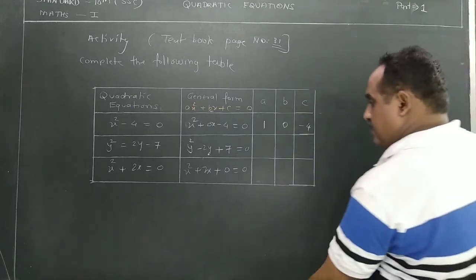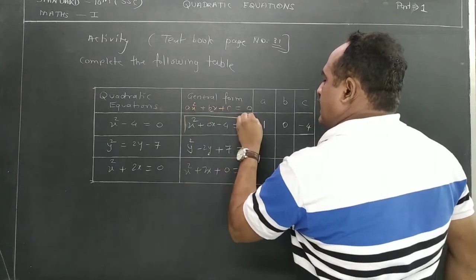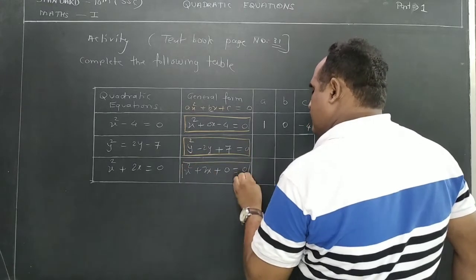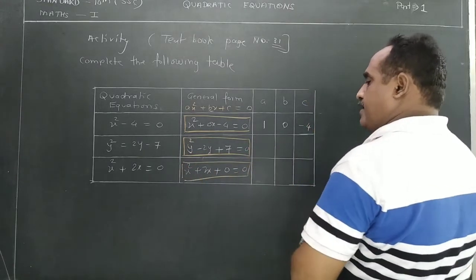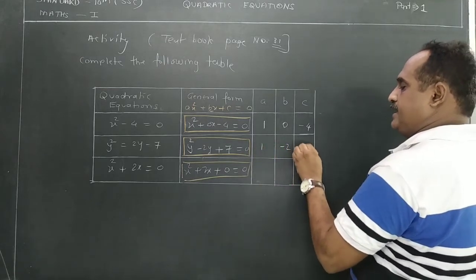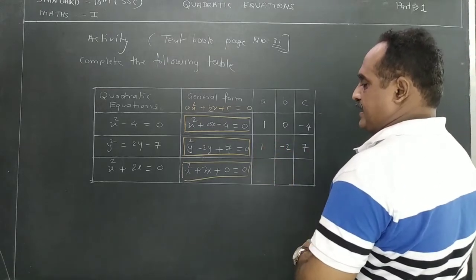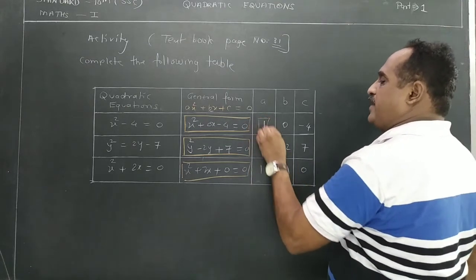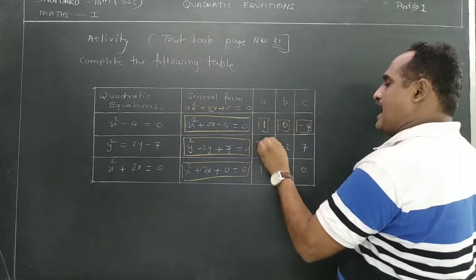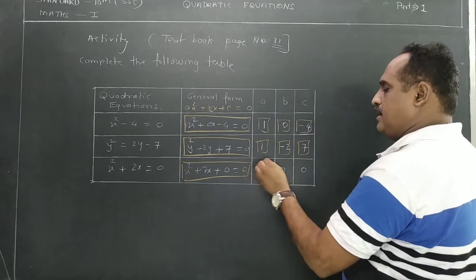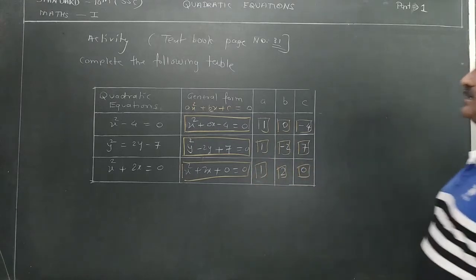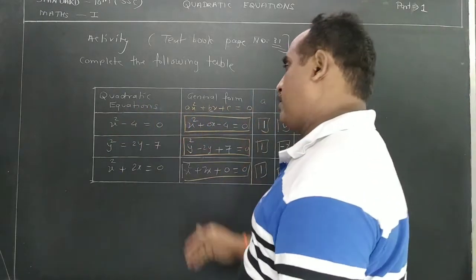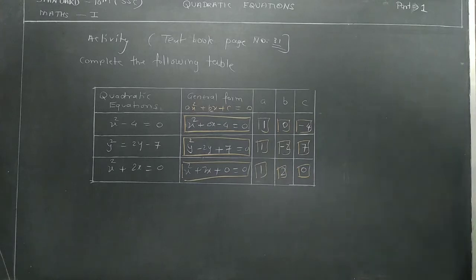Is it right? We have completed these, so we are going to put a box around it. Here also 1, minus 2 and 7, and last one is 1, 2 and 0. So these are the blanks we filled. Okay, this is the activity we have completed. This will be for 1 mark. So I think you understood what is meaning of general form equation, how to convert any equation in general form. Have you understood this? Comment on this by pausing your video.